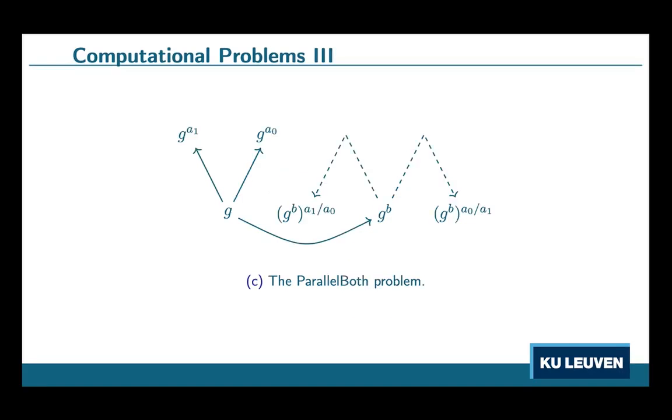Then we also have the parallel both problem. So here we have a bit of a new version where we're given two elements, g to the a1 and g to the a2, and the adversary can compute either g to the power of a1 over a0, sorry, or a0 over a1. It can choose. So again, it's a bit non-standard, but because this also only uses exponentiation or inverse of exponentiations, we conjecture that this problem is similarly difficult.